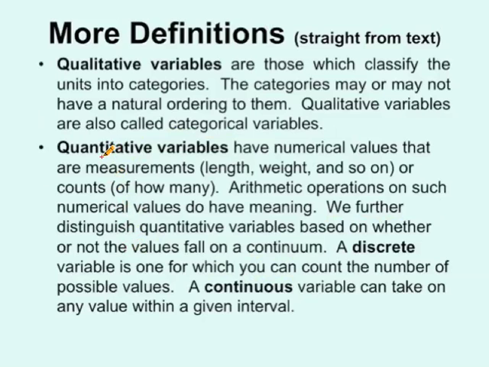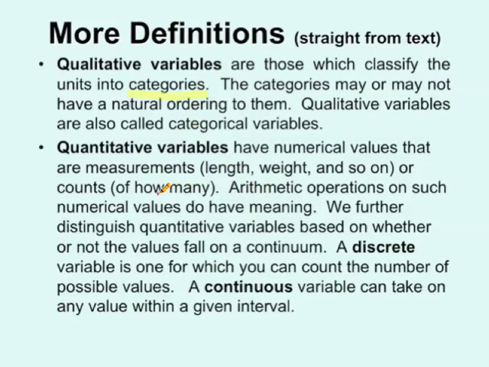So there are basically qualitative variables, and those are variables which classify units into categories. A really good way of thinking about a qualitative variable is as a categorical variable. Categories may or may not have a natural ordering to them. Qualitative variables are also called categorical variables, just like I said.